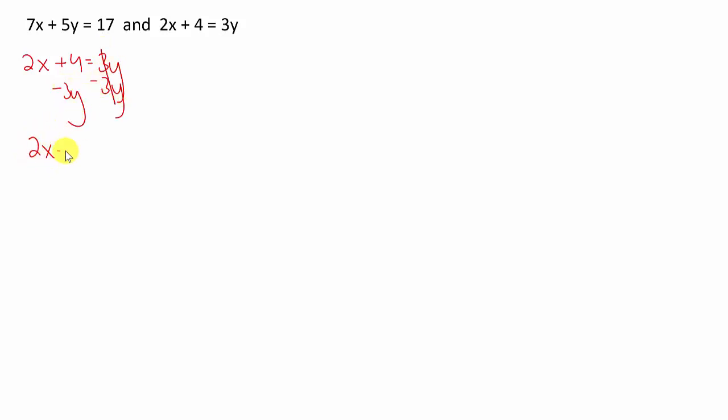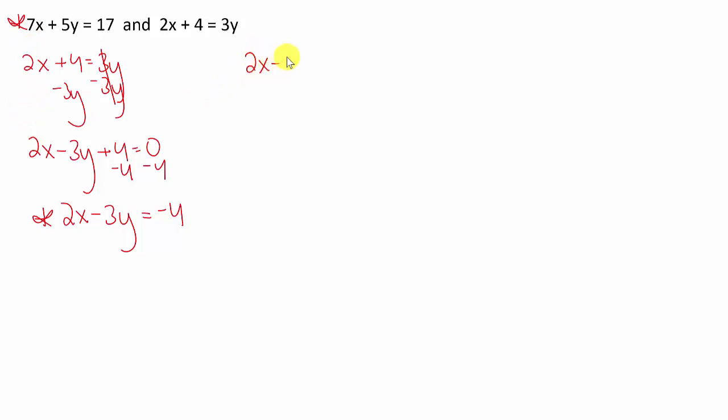That's going to give me 2x minus 3y plus 4 equals 0, and then I can just move the 4 to the other side. So we're just manipulating this equation, being careful with our signs, so that it's in the right form, x, y, constant. So now I'm going to take this and this first one that we haven't used yet, and I'm going to write one on top of the other. So 2x minus 3y equals negative 4, and then 7x plus 5y equals 17.